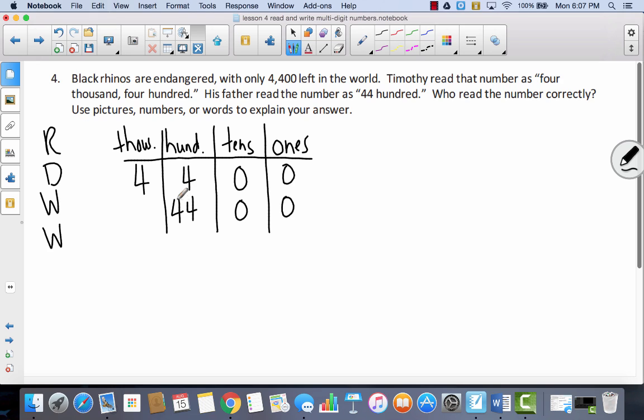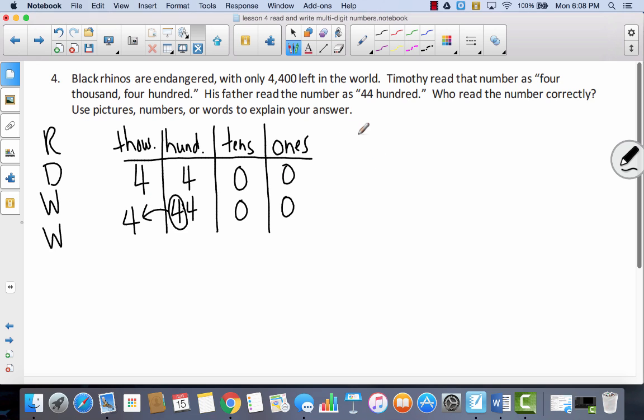Well, if I had 40 hundreds here, could I take these 40 hundreds and bundle them together and move them to the thousands and make this 4,400? Yes. So basically, they both read the number correctly because 4,400 and 4,400 are the same number. It's just another way to say 4,400.